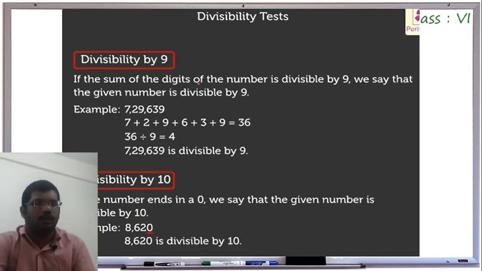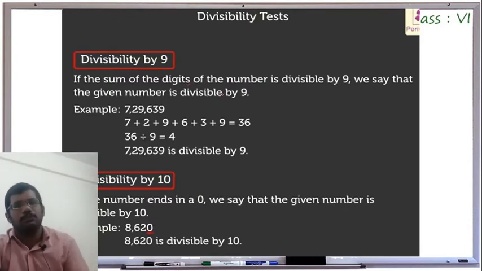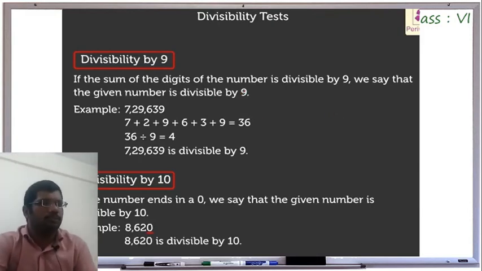Divisibility by 9. If the sum of the digits is divisible by 9, then the given number is divisible by 9. For example, what is the case of divisibility by 3? Divisibility by 3 means the sum of digits is divisible by 3, then we can say that the number is divisible by 3. But if the sum of digits is 9, then the given number will be divisible by 9.